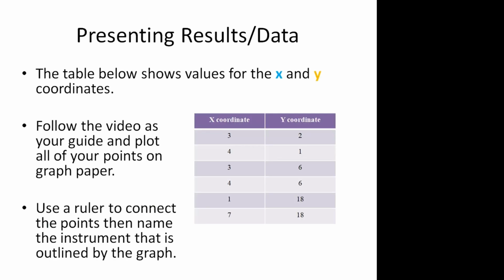So the table below shows values for the x and y coordinates. Follow the video as your guide and plot all of your points on graph paper. Use a ruler to connect the points, then name the instrument that is outlined by the graph. So you should see me right about now plotting the graph or explaining what's going on.